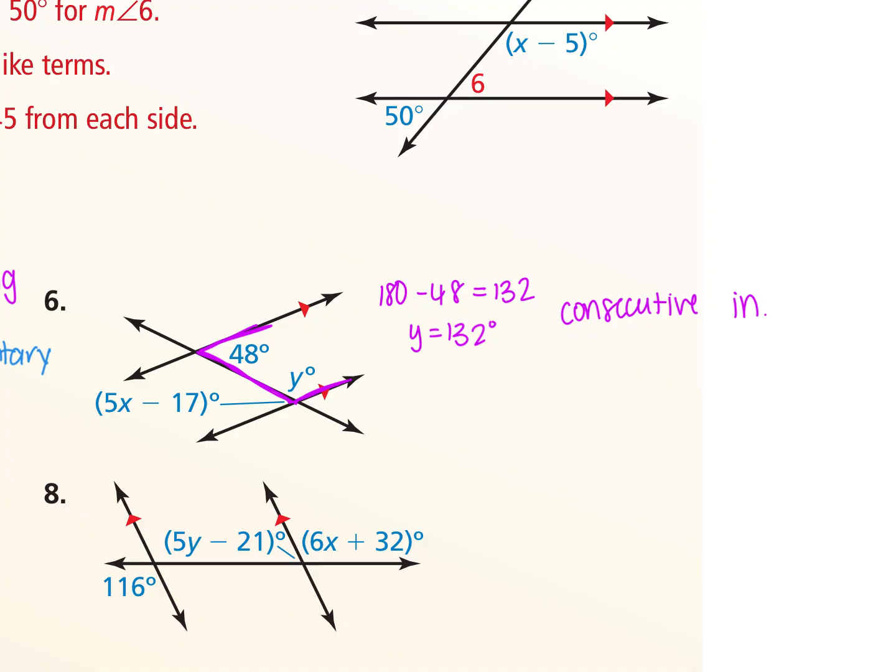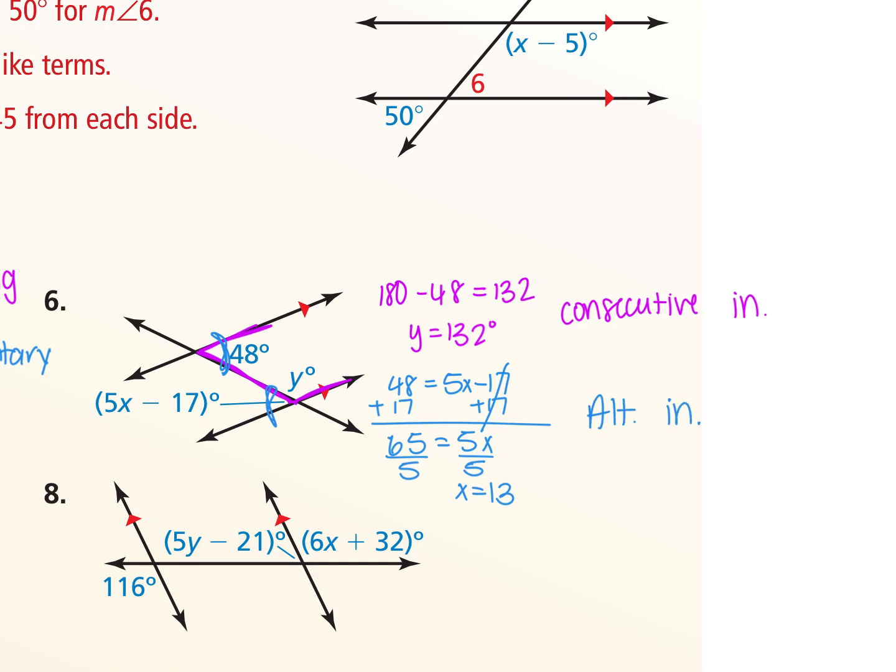All right, now I'm going to go ahead and do my x. According to 48, these are alternate interior angles, which are congruent. So 48 equals 5x minus 17, or you could have written it the other way, that's fine. I'm going to get 65 equals 5x, divide both sides by 5. x is going to equal 13, and these are alternate interior angles.